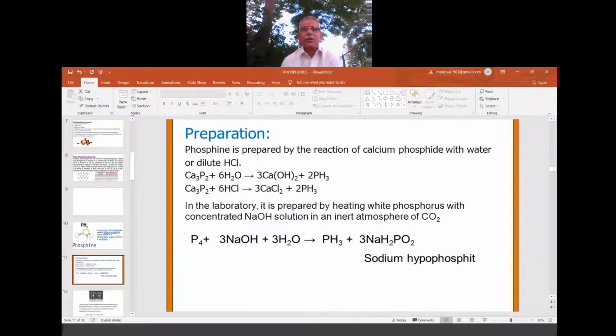So the first method is what? You take calcium phosphide, Ca3P2. This calcium phosphide we use as an agent for artificial ripening. In the summer, in the month of March or April, we get raw mangoes, green mangoes, sour mangoes. Those sour mangoes are made yellowish in just 1 or 2 days by spraying this calcium phosphide powder. It gives a lot of heat, highly exothermic.